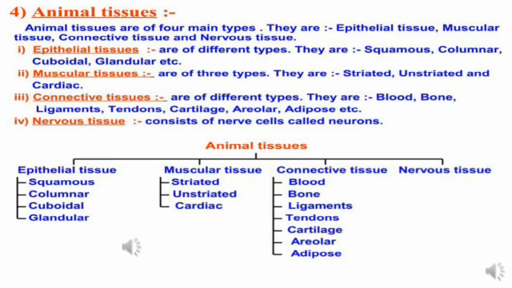Next we have nervous tissue. It consists of nervous cells called neurons, that we will discuss later in the next class. Now here we can see the classification of animal tissues: epithelial tissue, muscular tissue, connective tissue and nervous tissue. This we have discussed just now. Epithelial tissue, muscular tissue, connective tissue and nervous tissue, we will take up in the next class.